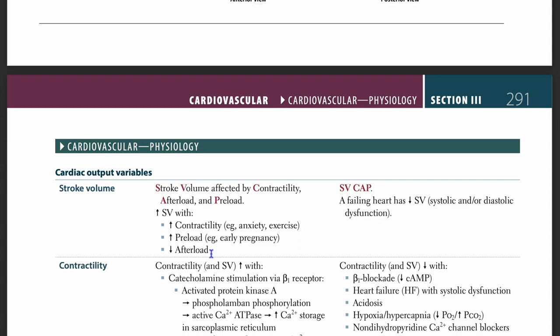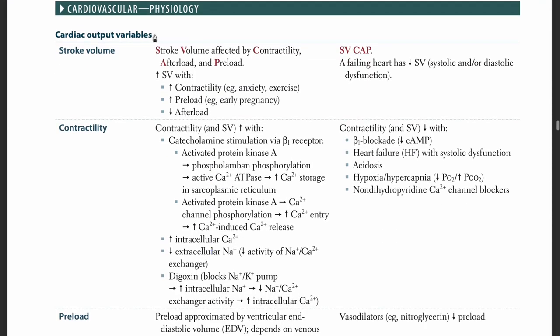Okay. Now we're on to physiology. Cardiac output variables. Stroke volume. Stroke volume is affected by the contractility, afterload, and preload, right?